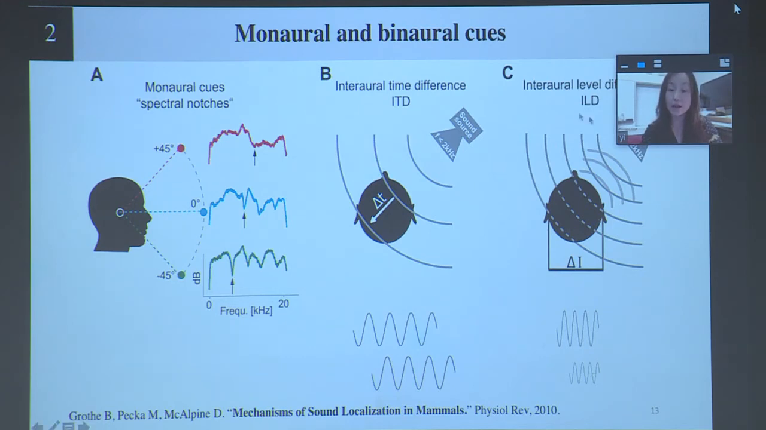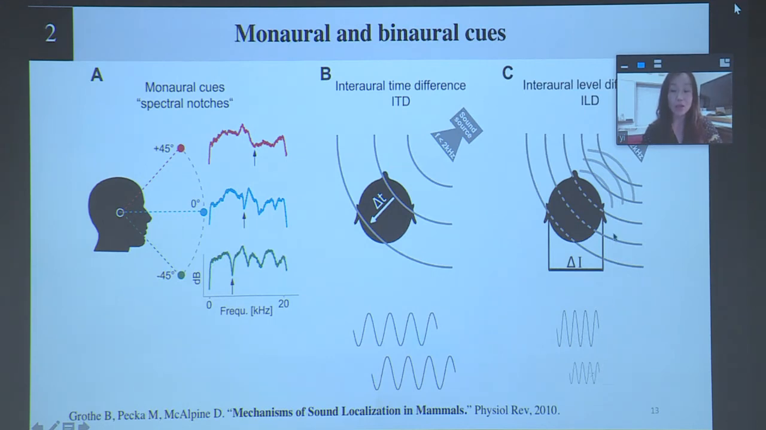So ILD simply means level differences in signals reaching the two ears. In this case, the far ear, which is on the left, receives the sound after the sound has passed the head. Due to the head shadow effect, which is an obstacle in the path of sound traveling, the sound energy is attenuated. So if we measure the sound waves at the ear canal, we realize at the far ear, not only does the sound arrive at a later time, but it is also attenuated in amplitude.